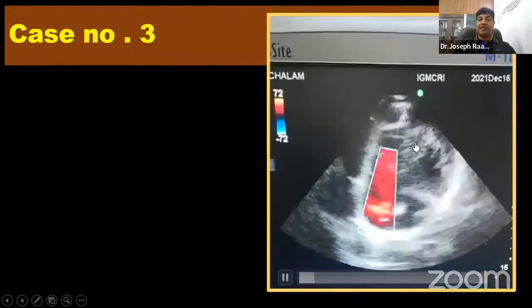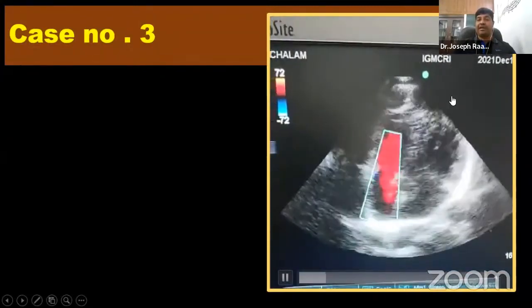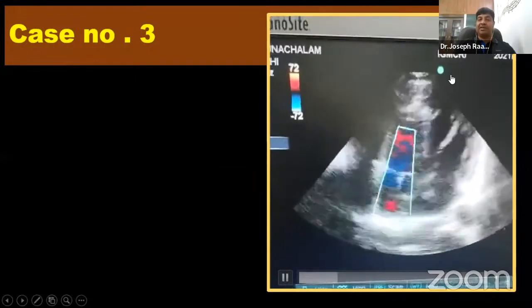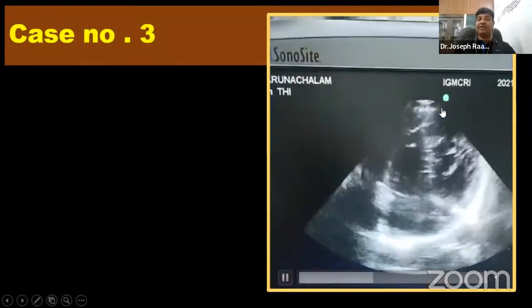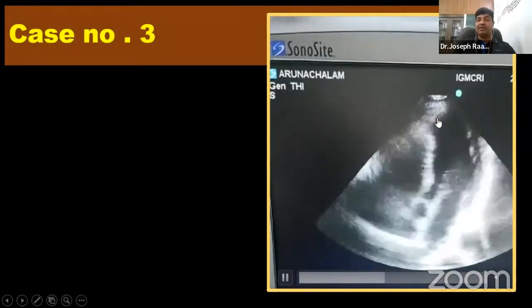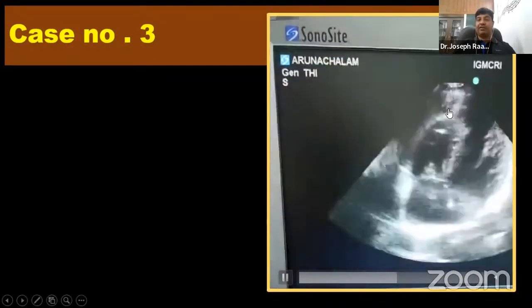So if you see, there is a regional wall motion abnormality at the apical level. So the apex is enlarged and it is not moving well. You see this part, and there is an aneurysm in this. So this is one of the preoperative echocardiograms we have seen.